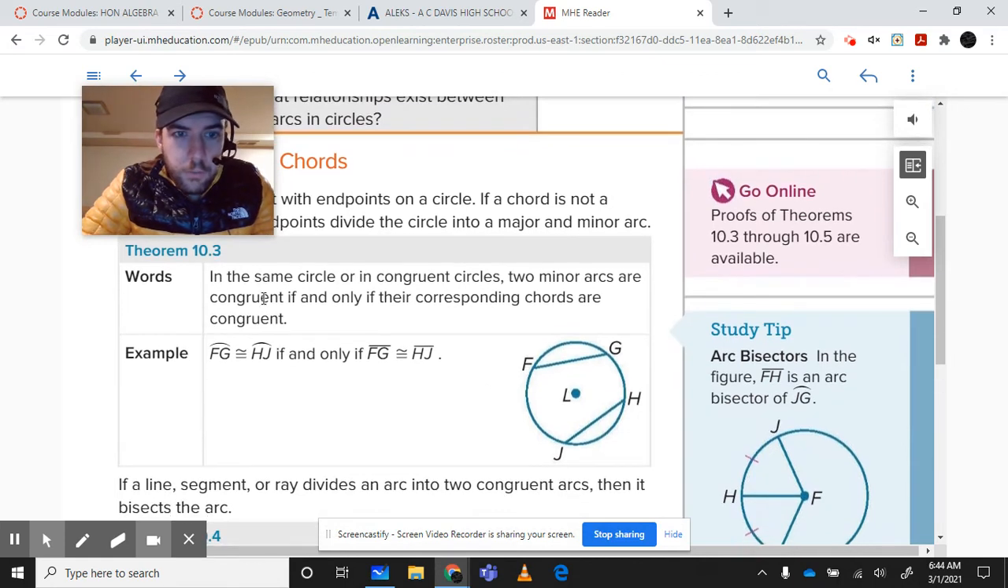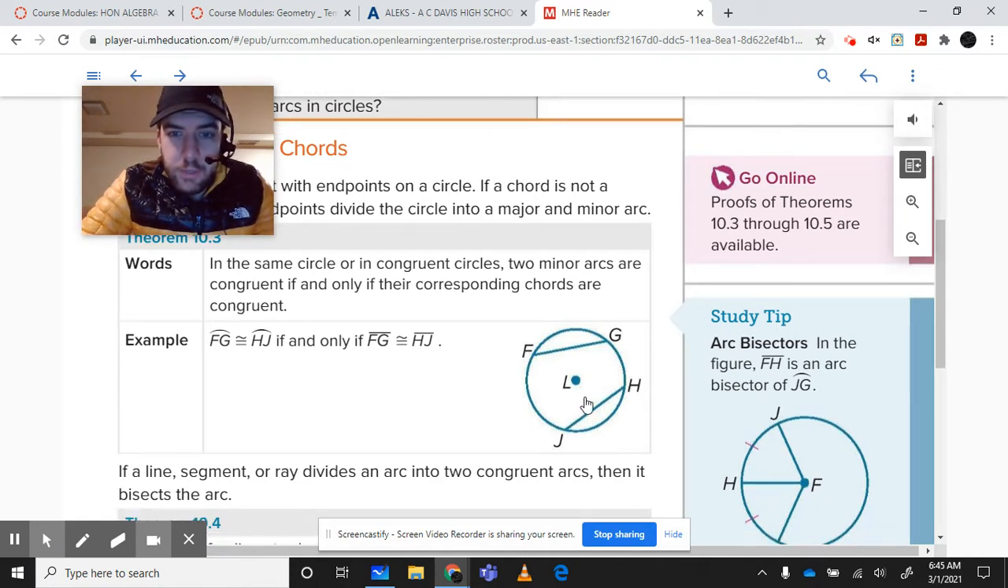Okay, so reading this again, in the same circle or in congruent circles, two minor arcs are congruent if and only if corresponding chords are congruent. So they're saying that two minor arcs, like the arc F to G and the arc J to H, are going to be the same size and shape if these chords are the same size and shape. Well, they're definitely the same shape. They're both straight lines. So they're just making that claim. If these two chords are the same size, then they will create the same size minor arc.